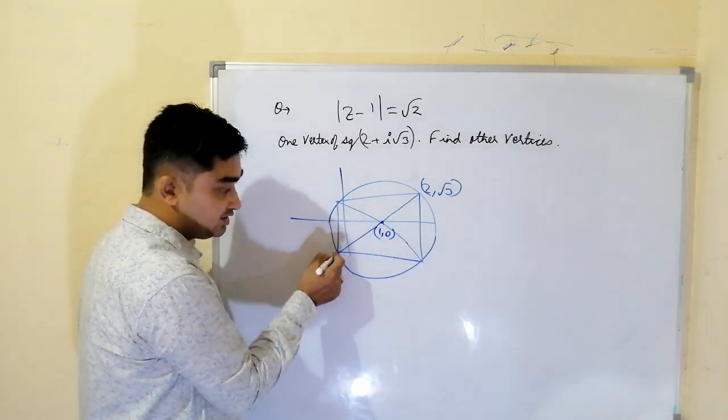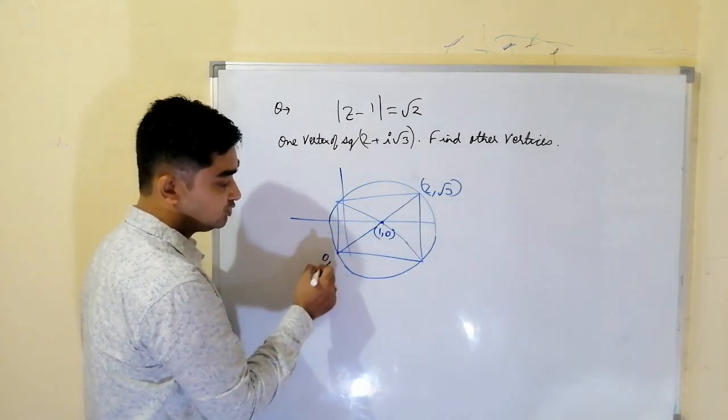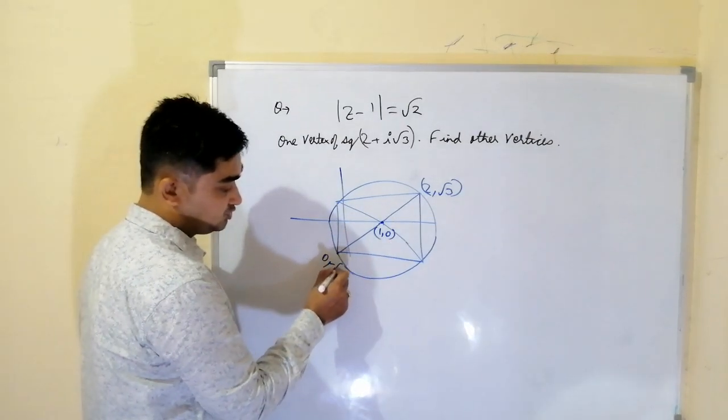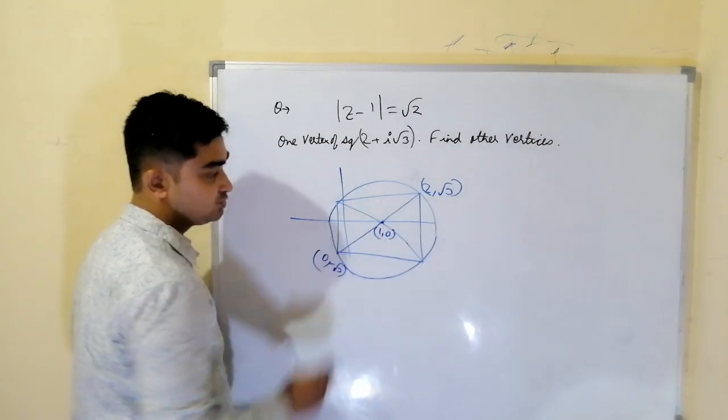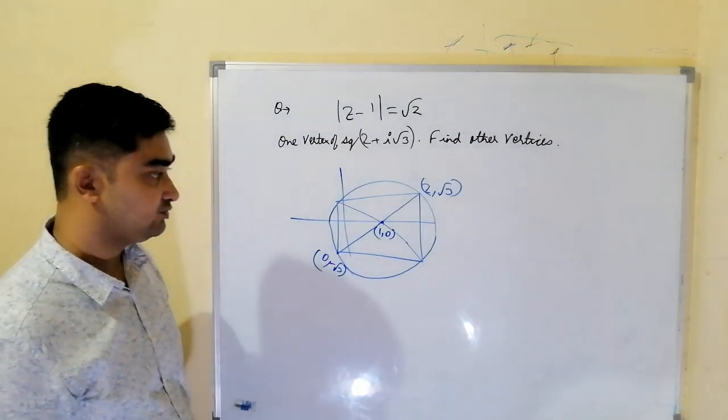So this vertex will become 2 plus x by 2 is 1. So this is 0. And this is root 3. So it should be minus root 3 because midpoint is 1 comma 0. So second vertex is this. No problem in finding the second vertex.